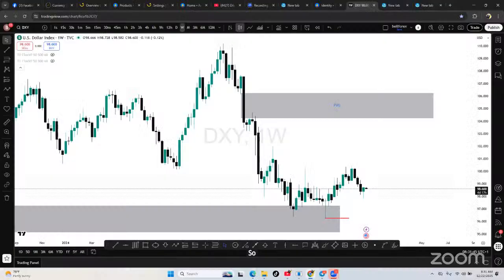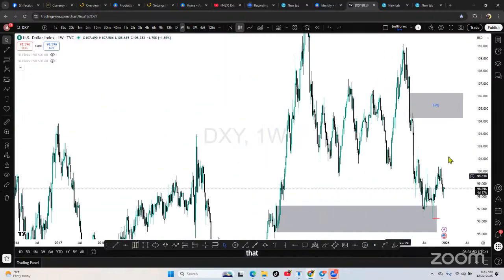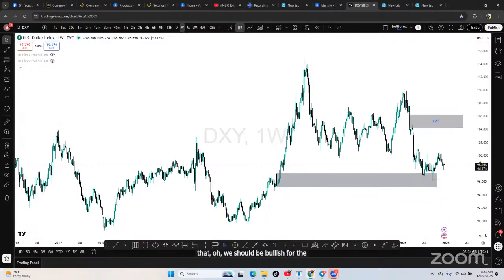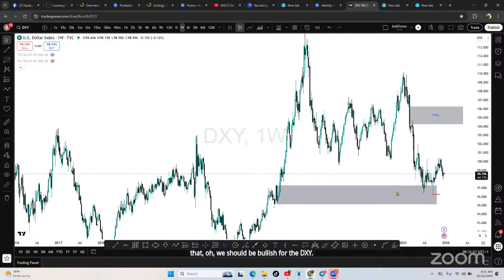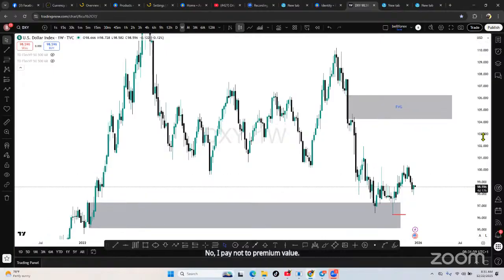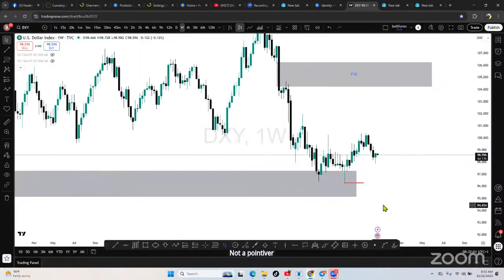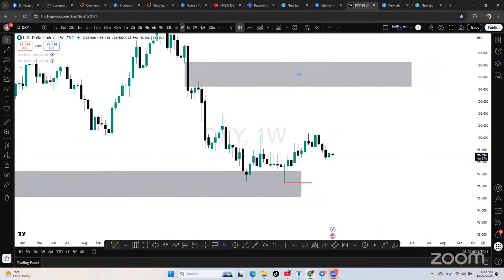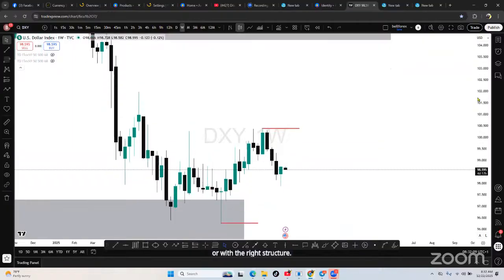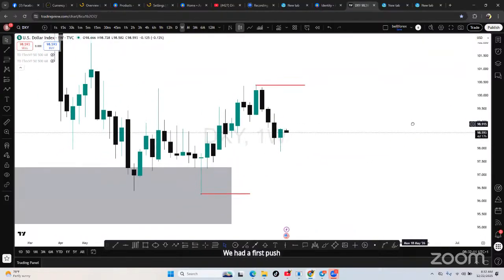So we move on. As I'm explaining to you guys, it's quite clear that we should think bullish for the DXY. Donc, après notre première vague, on a eu un rétrécissement. So after our first wave, that I'm demarcating with the red line or with the red structure, we had a first push from that price level.